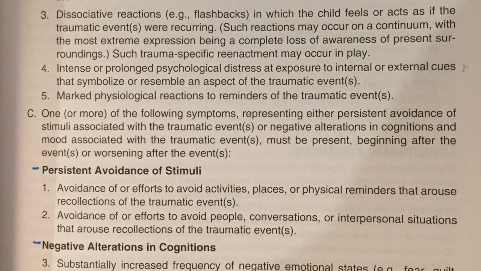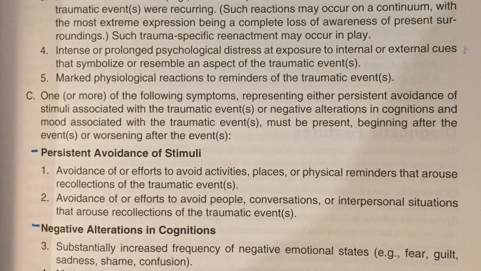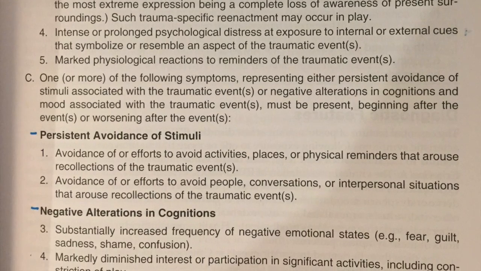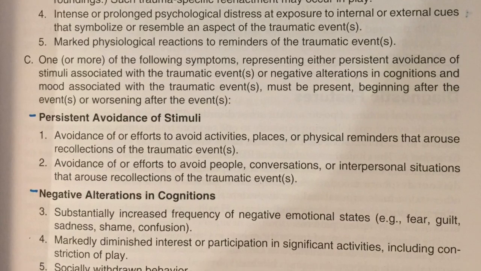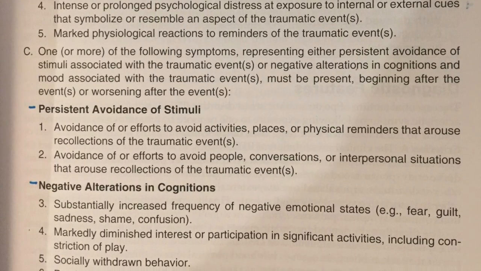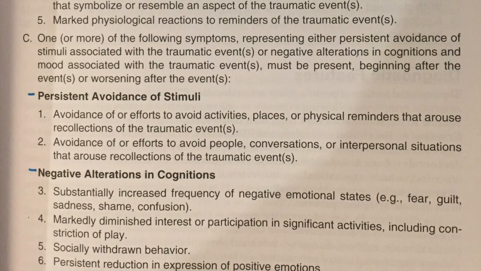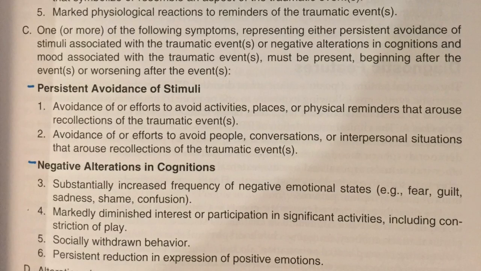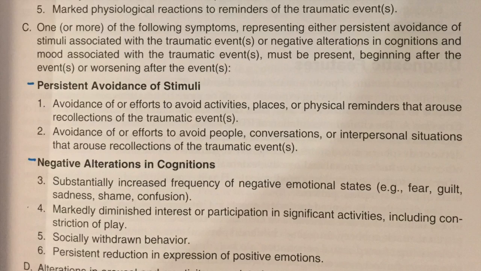Number 3, dissociative reactions or flashbacks in which the child feels or acts as if the traumatic events were reoccurring. Such reactions may occur on a continuum, with the most extreme expression being a complete loss of awareness of present surroundings. Such trauma-specific reenactment may occur in play. Number 4, intense or prolonged psychological distress at exposure to internal or external cues that symbolize or resemble an aspect of the traumatic event. Number 5, marked physiological reactions to reminders of the traumatic event. So for number 4 and number 5, it's the same in both.